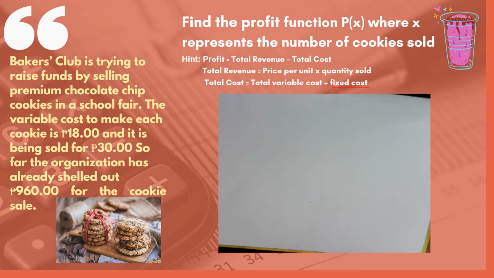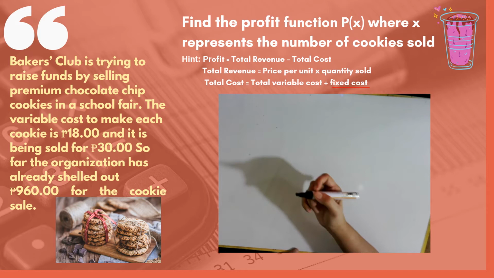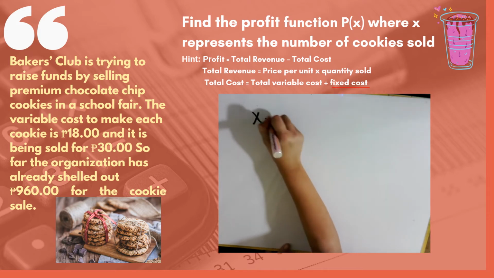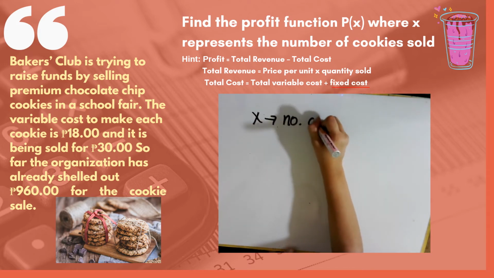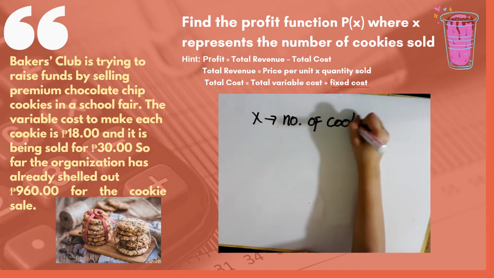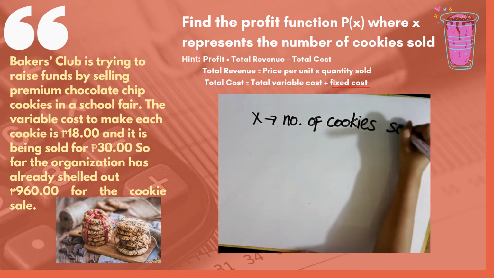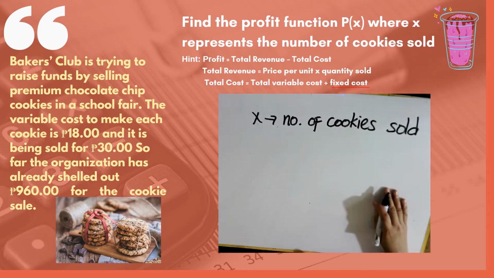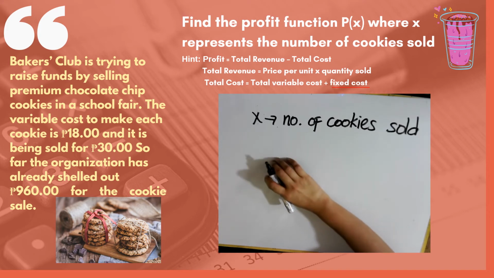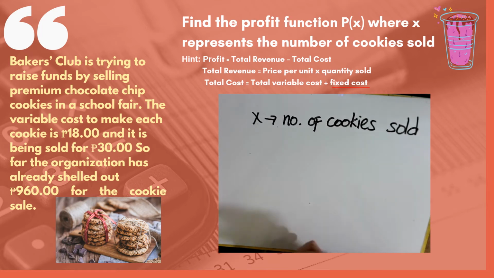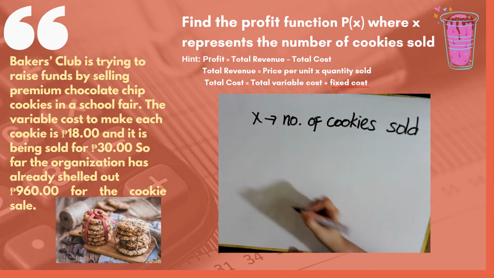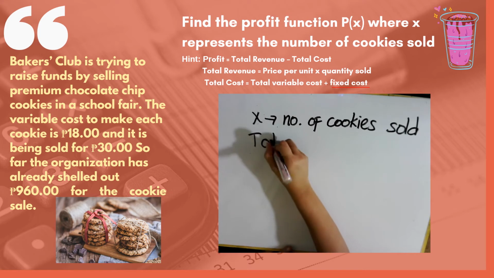So, para makuha natin yung profit function na kung sa P of X, na kung saan yung X represent the number of cookies. Tandaan ninyo, X represent the number of cookies sold. So, kung nakapagbenta ng 100 cookies, our X is 100. So, bago natin gamitin yung formula ng profit dyan, na total revenue minus total cost, kailangan matukoy muna natin yung total revenue. So, total revenue muna tayo.